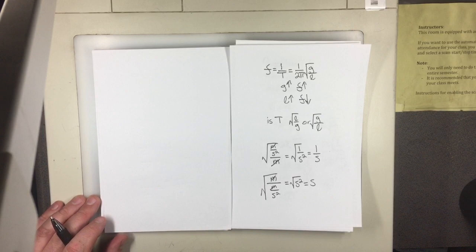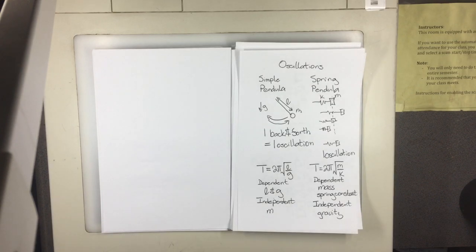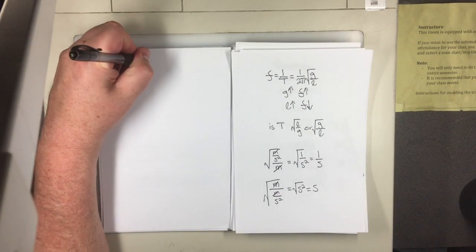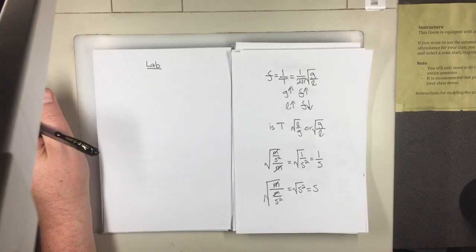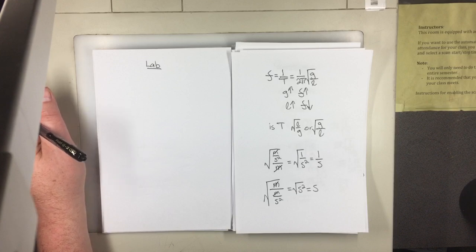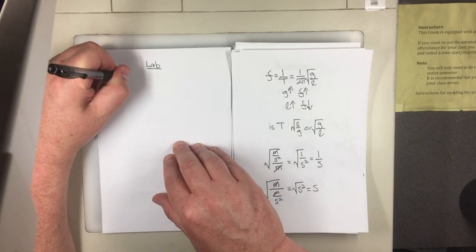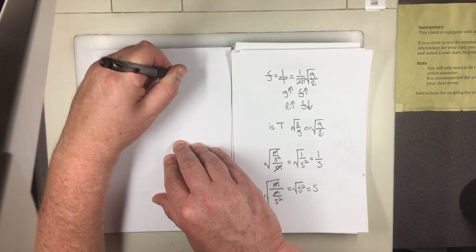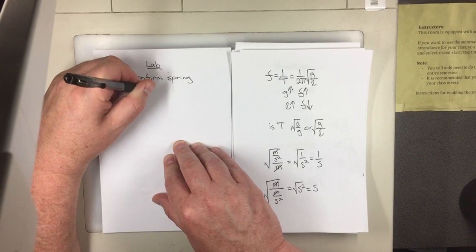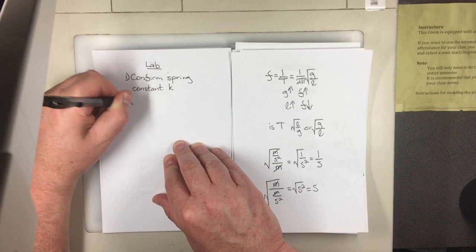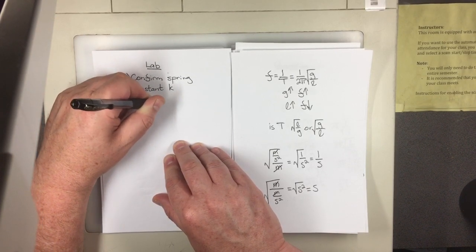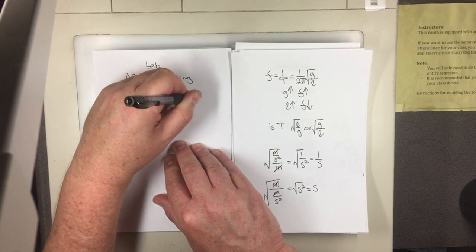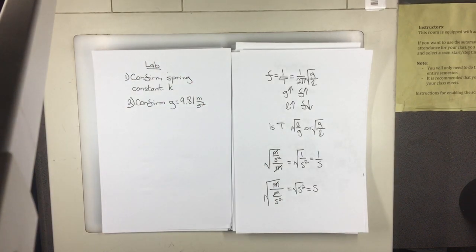Now, gauging my time and the desire to end class a little early, let's talk about the lab. The lab that you guys are going to do on Tuesday. You're going to confirm the spring constant K, and you're going to confirm g is equal to 9.81 meters per second squared. You're going to do those two things.